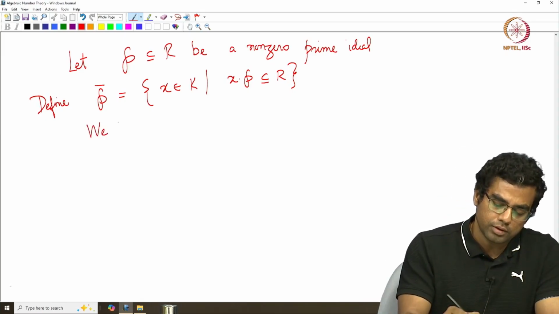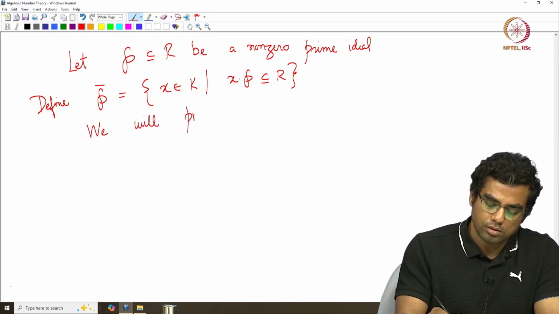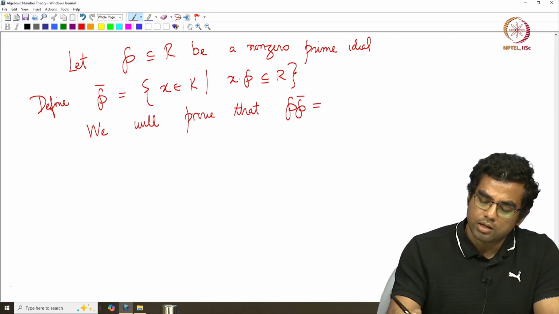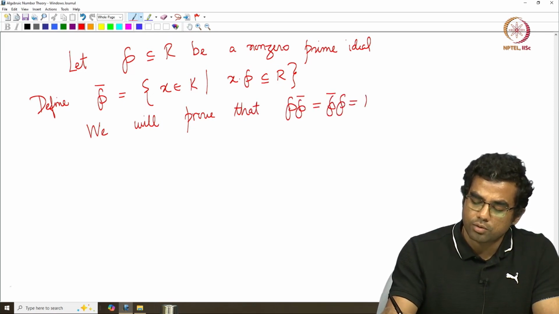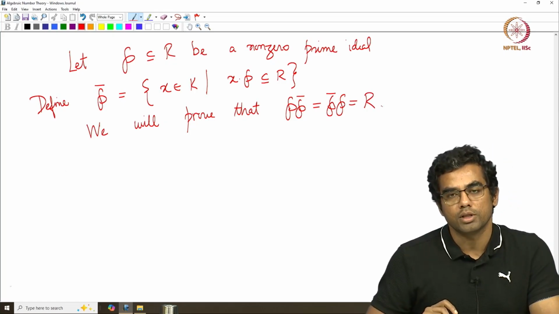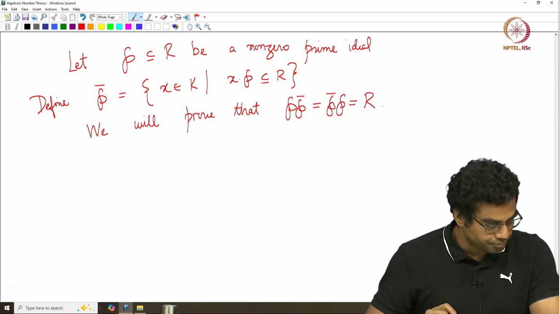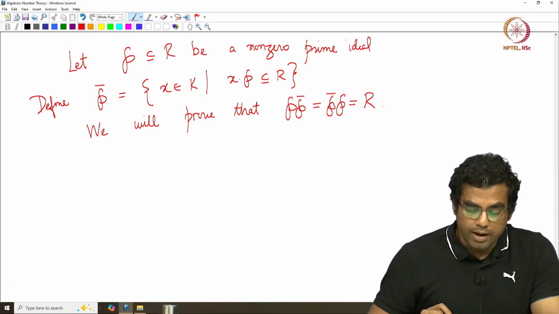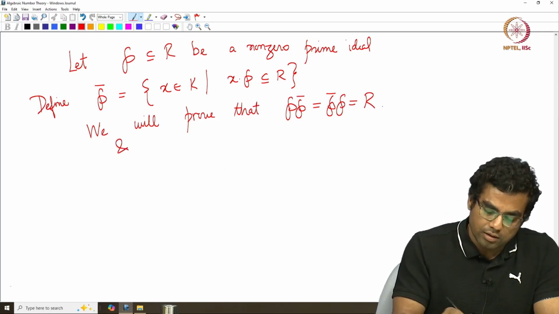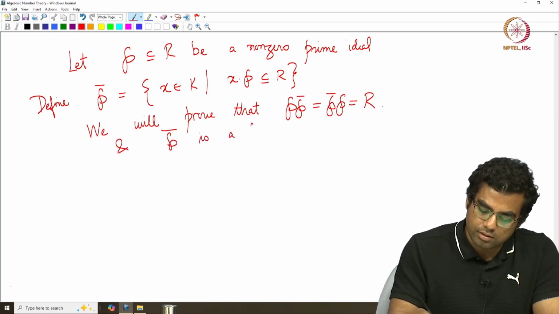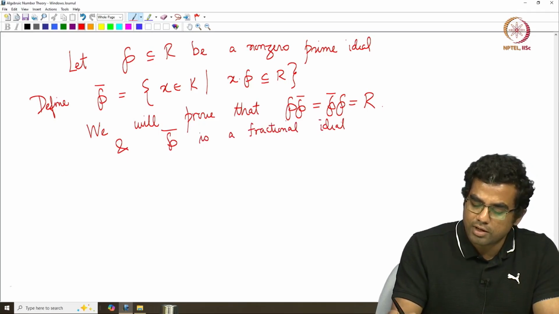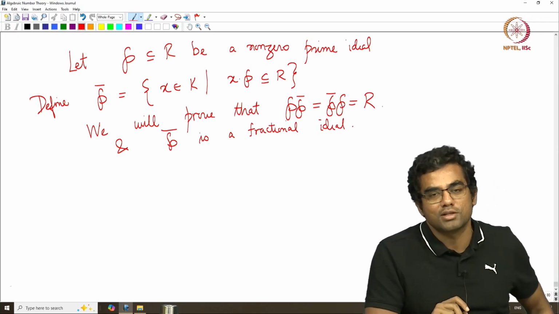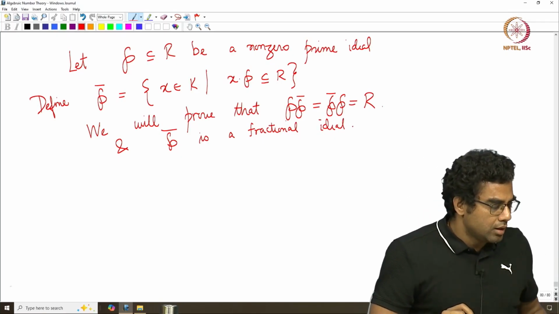So, we will prove that P bar P is equal to R. P bar will turn out to be the inverse of our prime ideal P. Okay, so this is what we are going to prove. And at the moment, that P bar is a fractional ideal; otherwise we have not constructed an inverse if P bar is not a fractional ideal.